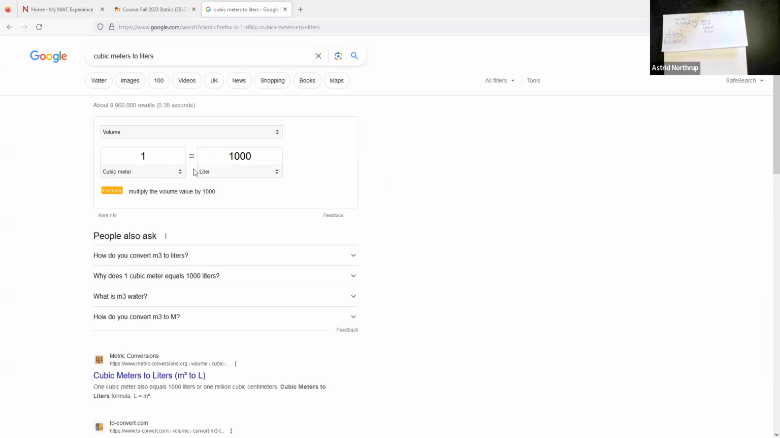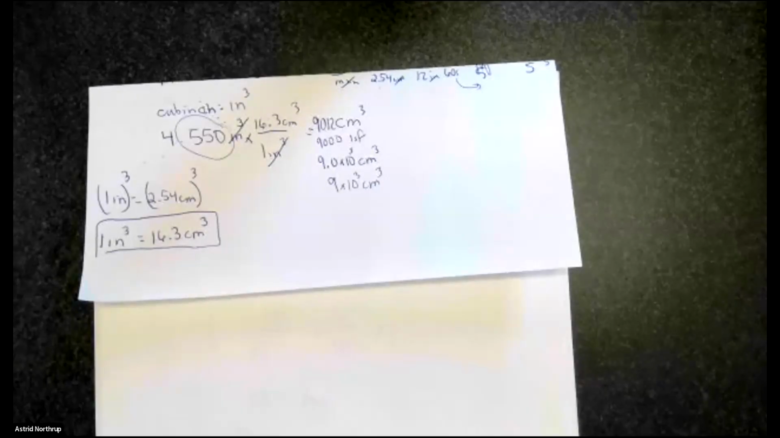You would just say 1 cubic meter, or 1 meter cubed, is equal to 1,000 liters. You don't have to cube anything, right? You just cancel and away you go. All right, so any questions at this point?